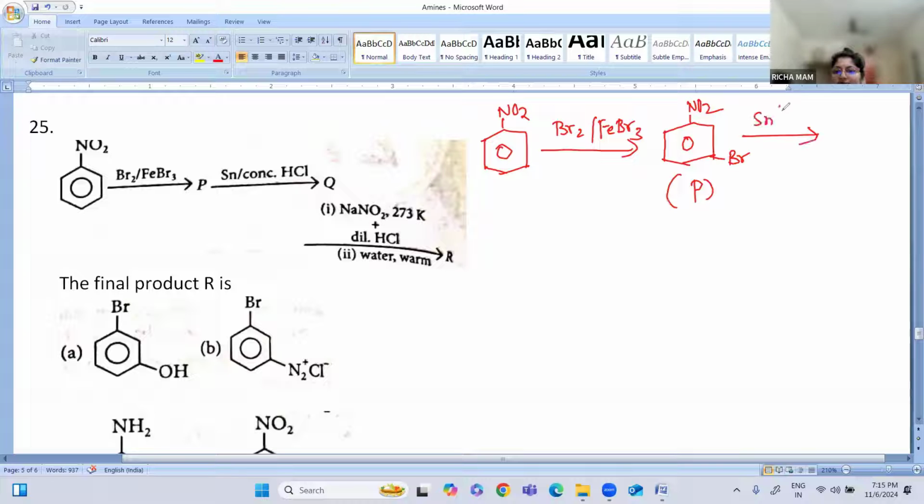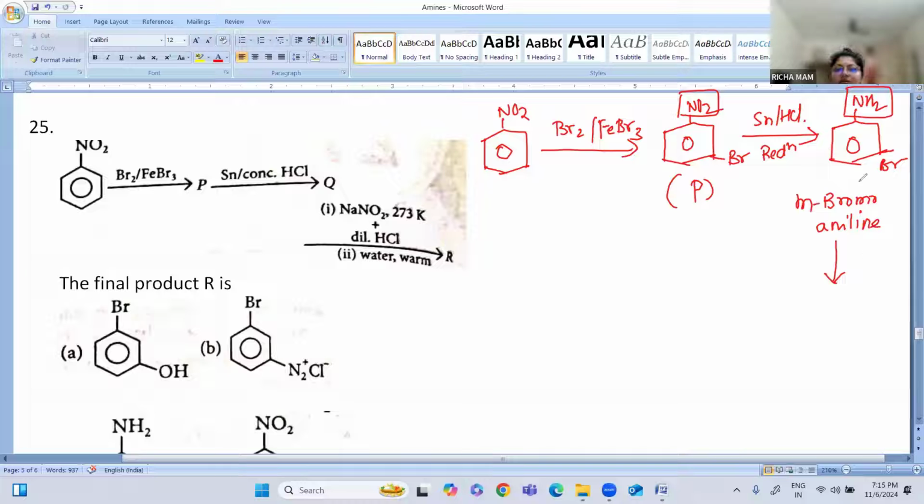Further, we are going to do reduction in the presence of tin and HCl. Our nitro group will be converted into NH2. So I'm going to get meta-bromoaniline. This is our Q.